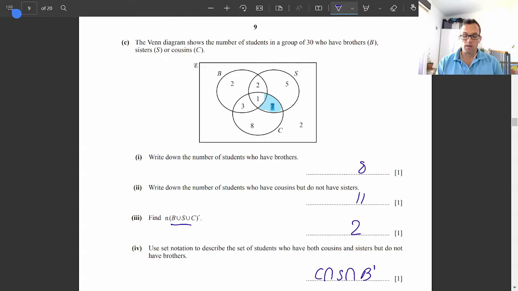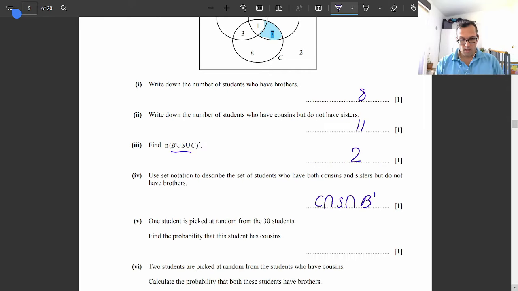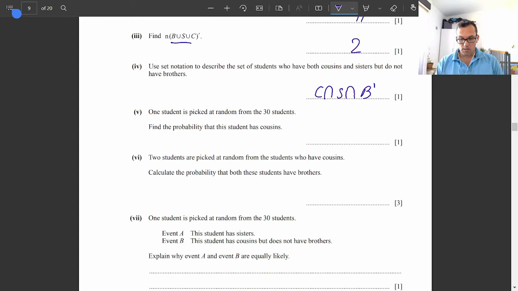Right. There are other ways to write this. You can put brackets in there. This is the most basic, straightforward. Then we get to the probability questions.